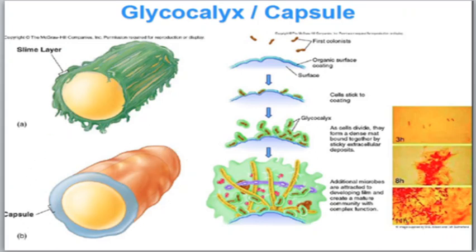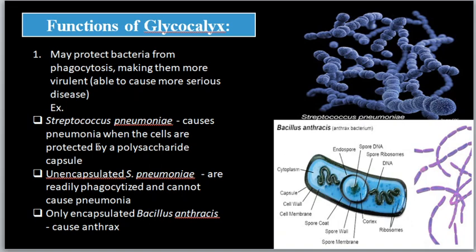So, next. Let's go to functions of the glycocalyx. Number 1, your glycocalyx may protect the bacteria from phagocytosis, making them more virulent. So, ito na yung sabi ko kanina. They are able to cause more serious disease because they are not easily killed.